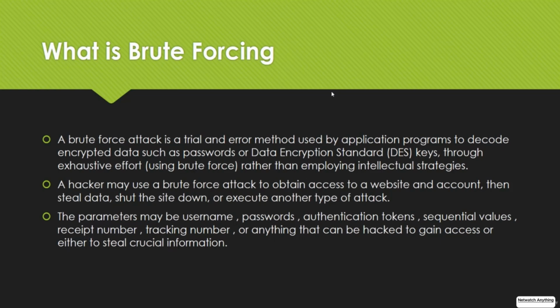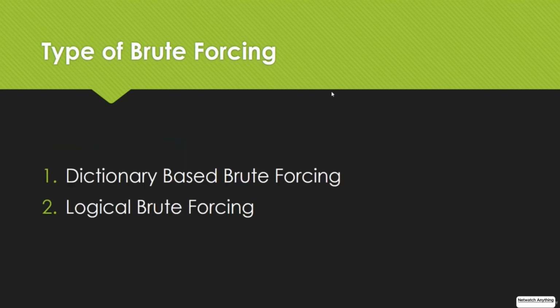strategies. A hacker may use a brute force attack to obtain access to a website and account, then steal data, shut the website down, and execute another type of attack. The parameters may be usernames, passwords, authentication tokens, sequential values, receipt numbers, tracking numbers, or anything that can be hacked to gain access or steal crucial information. Brute forcing is of two types. One, dictionary based brute forcing, and another is logical brute forcing.